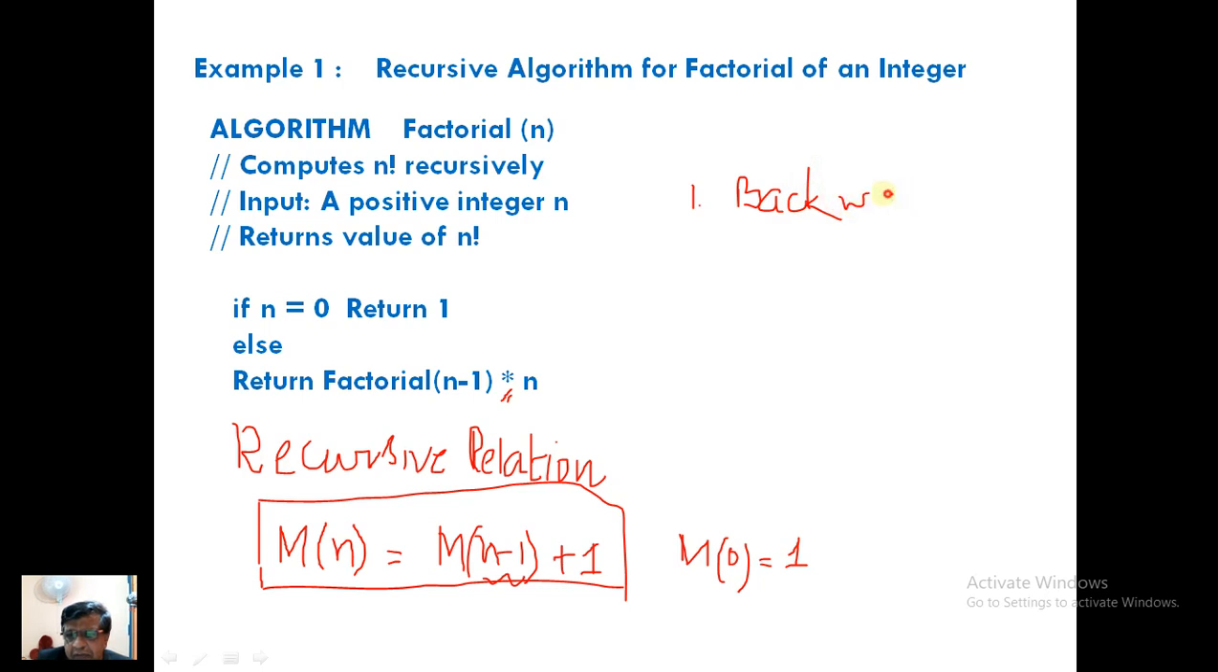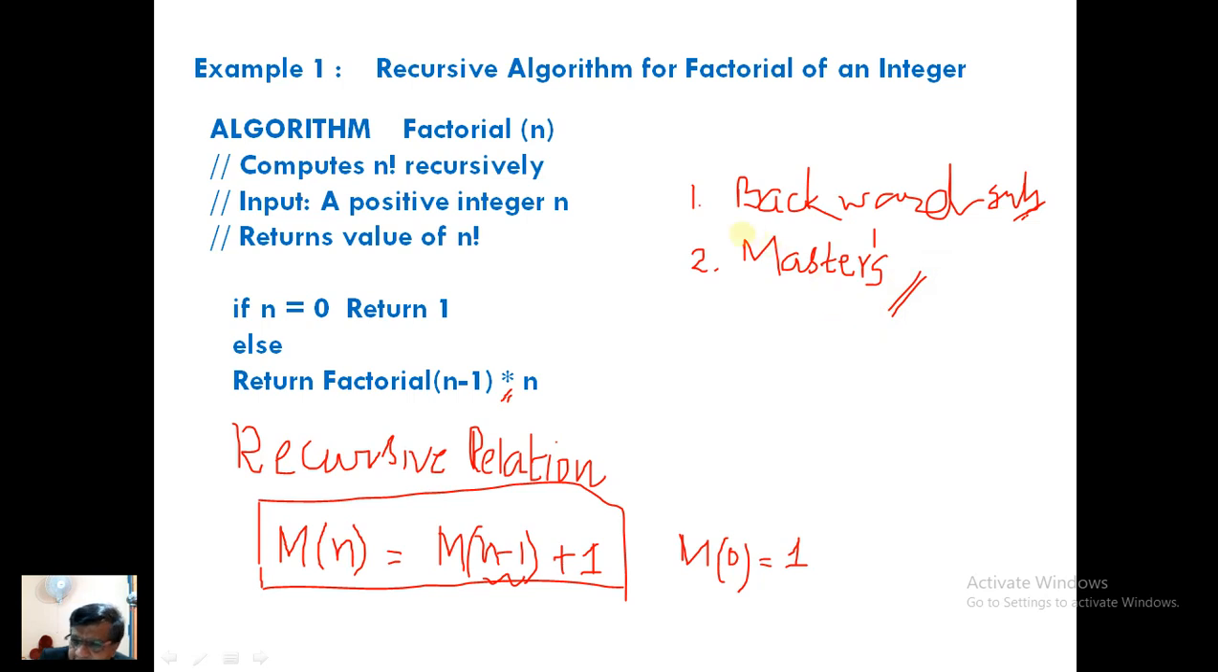Backward substitution. I will write only this much. And the second one is Master's theorem. Master's theorem can also be applied in order to solve the recurrence relation, but Master's theorem is restricted to the divide and conquer recurrence, which will come up in the advanced stages of this particular course. Anyway, we will just keep it at bay.